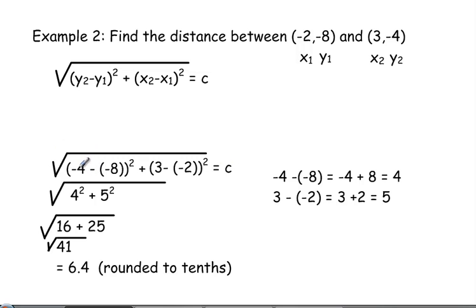Anyway, the tricky part here is this is -4 subtract -8, which is really -4 plus +8, which is +4. That's how I got 4 squared here. 3 take away -2 is 5. 5 squared is 25. 16 plus 25 is 41. So I wound up with the square root of 41, which is approximately 6.4 rounded to tenths. That's the distance between these 2 points, (-2, -8) and (3, -4).